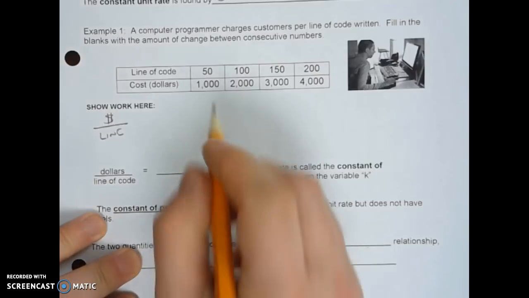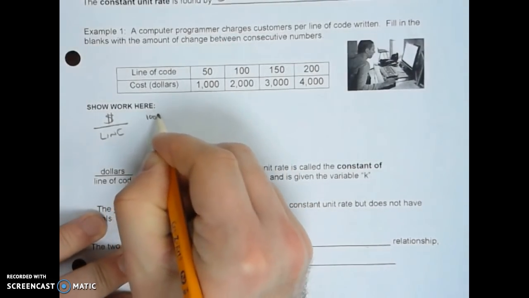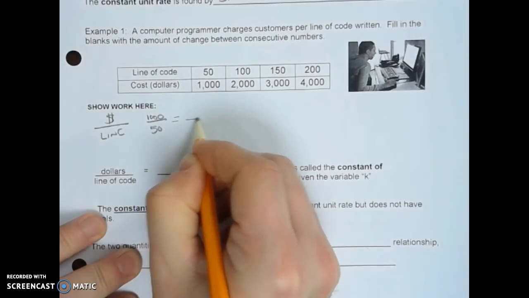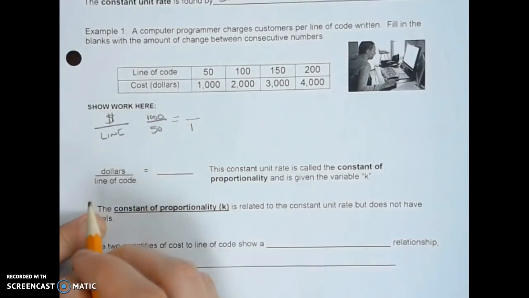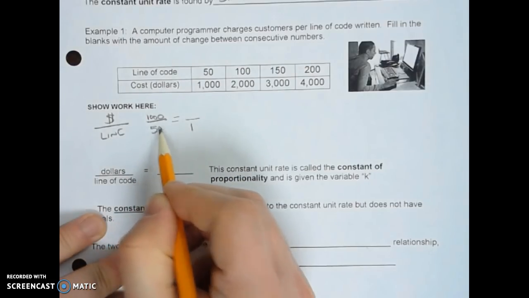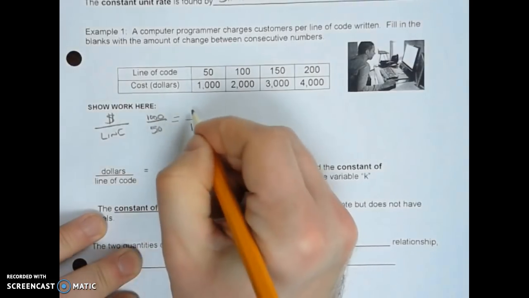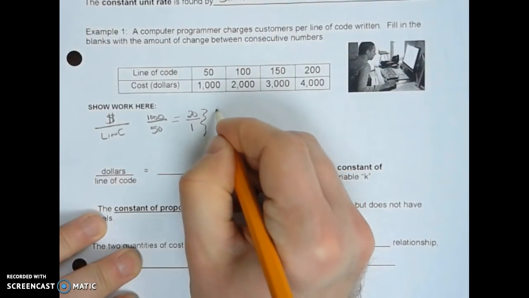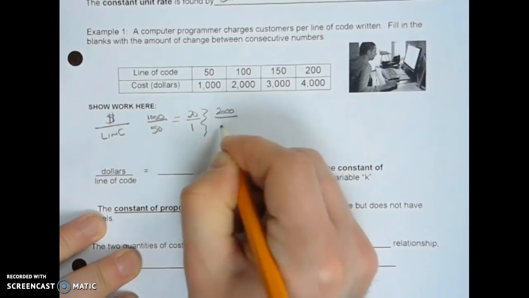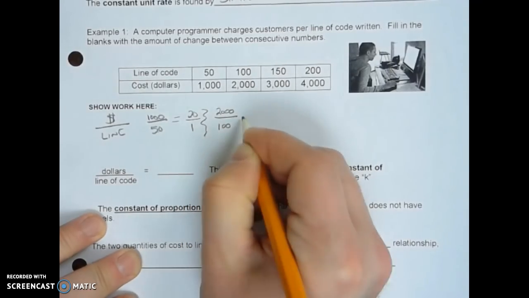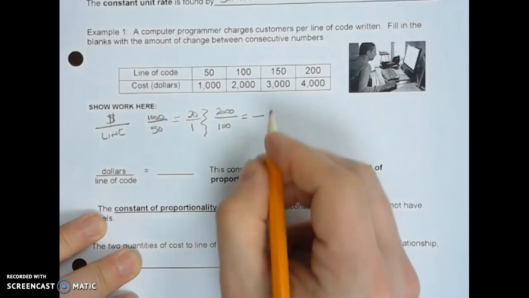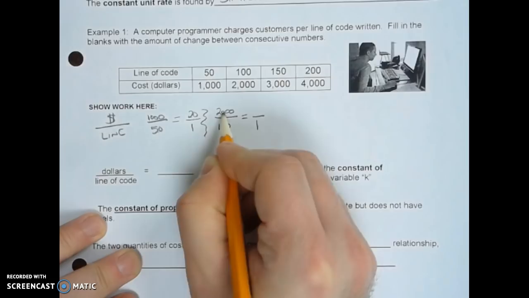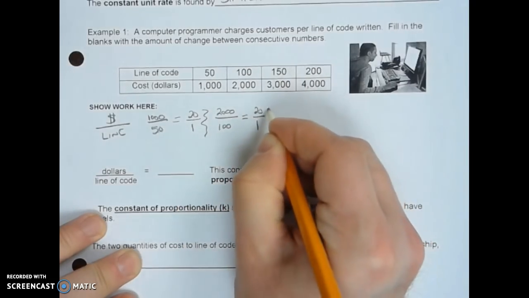In the first set, we're told that it's going to cost $1,000 for 50 lines of code. And we want to simplify that down and figure out how much is it going to cost for 1 line of code. So we're going to have to do 50 divided by 50 to get 1. 1,000 divided by 50 is 20. For our next set, we're told that it costs $2,000, and that's going to be for 100 lines of code. Well, again, we want to know how much is just 1 line of code going to be. 100 divided by 100 is 1. 2,000 divided by 100 is 20.